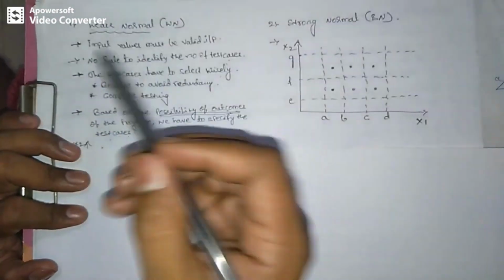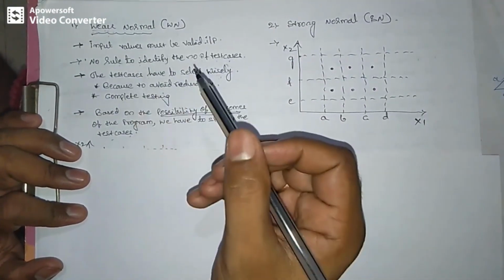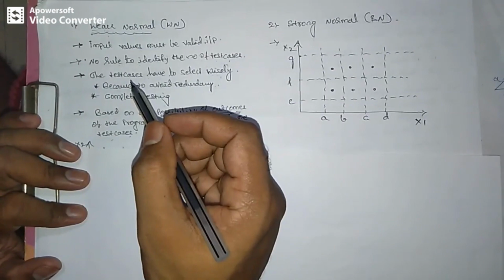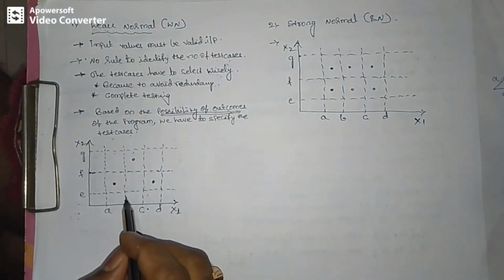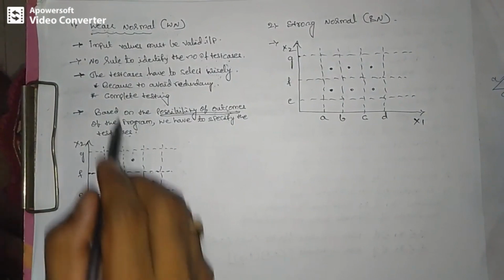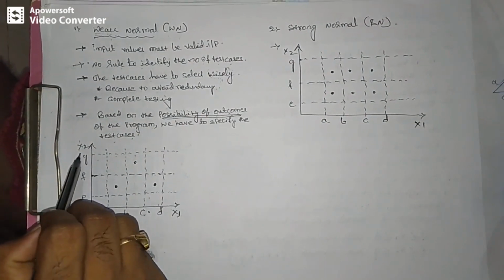Like that, based on the program, you need to analyze and then identify the number of test cases that exist under the weak normal test cases. Now this is the diagram. You can see in this diagram the example of weak normal test cases for 2 input variables, where x1 is one input and x2 is another input.